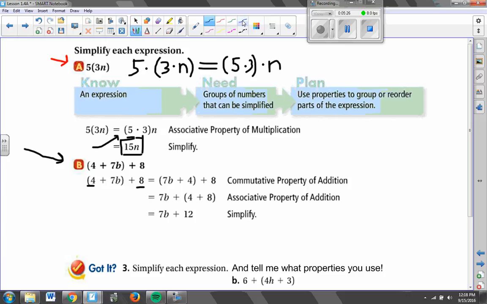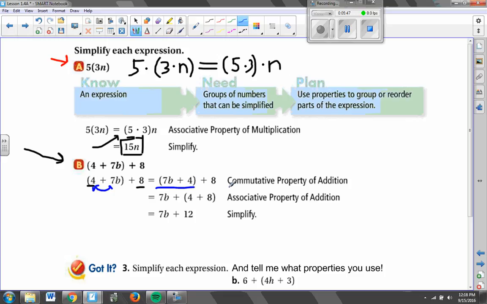Okay, one way that we can do that is to flip around the 4 and the 7b. We can flip those around this plus sign and put them in the other order. That's the commutative property from the last page. So notice they've changed 4 plus 7b to now be 7b plus 4. That's okay because we just flipped them around the plus sign. Okay, and now at least the 4 and the 8 are next to each other. The problem is the 4 is still in parentheses with the 7b.